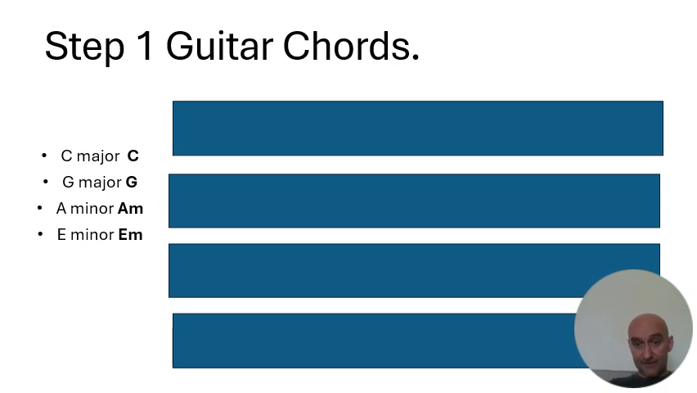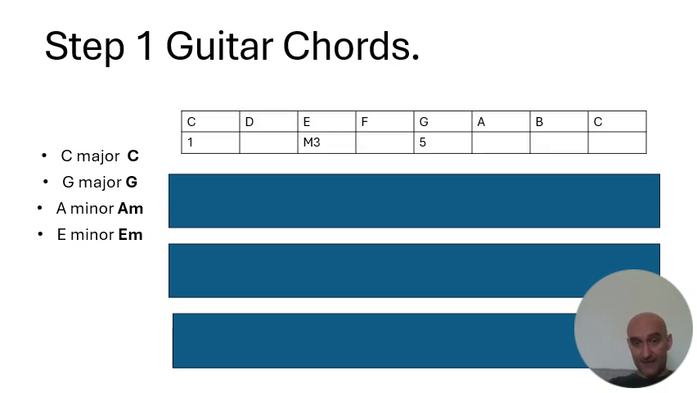So I believe the first chord I'm going to show you is the C major chord. Let's open this first table here. What we have here are the notes of a C major scale. They're like the musical alphabet, and you'll notice that I put a number 1 under the C. I put a capital M and a 3 beside the E, and a number 5 by the G.